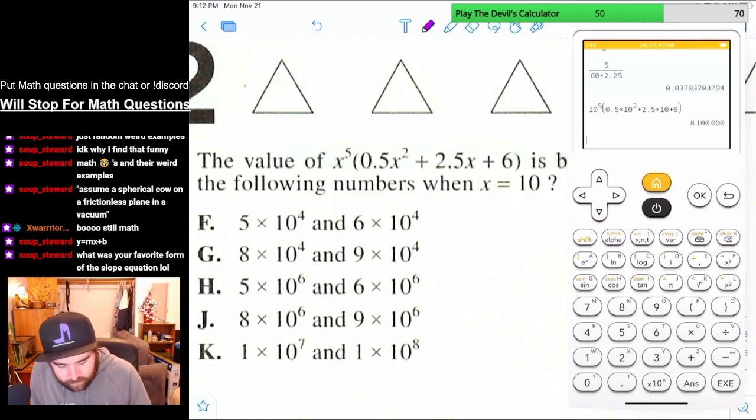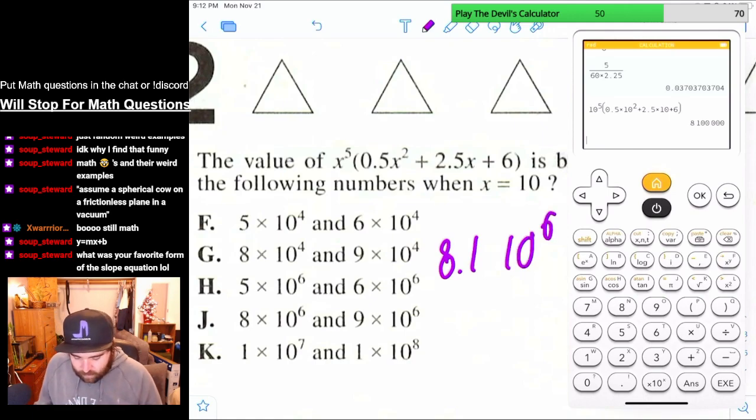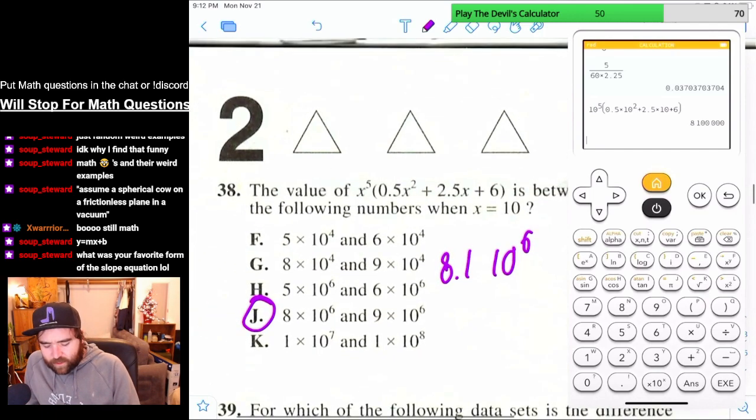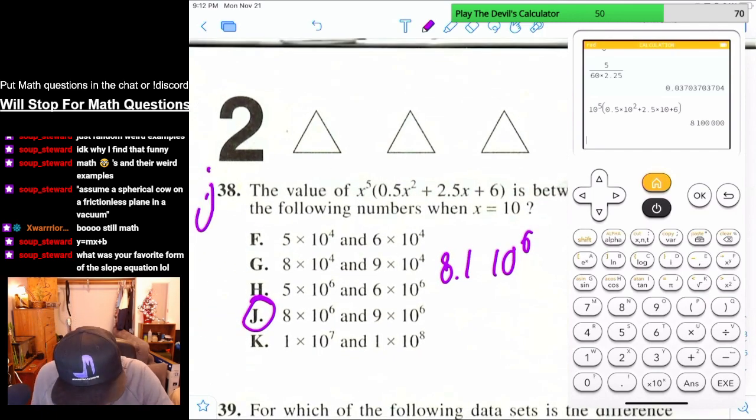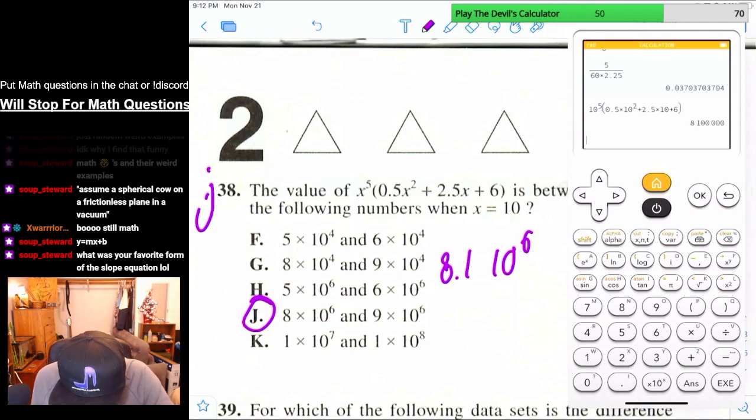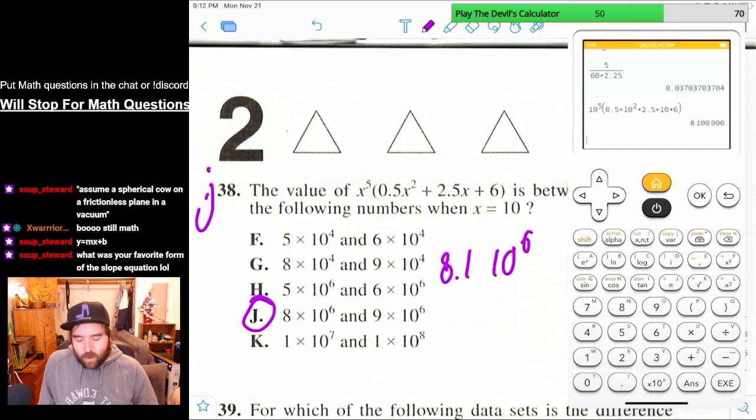Right, and then I would just put that back into scientific notation. So I'd have to move over 1, 2, 3, 4, 5, 6. So it's 8.1 times 10 to the 6th. That makes sense. So that's right here. That's like right on the edge. I want to make sure I type that in right. Yeah, that's right.